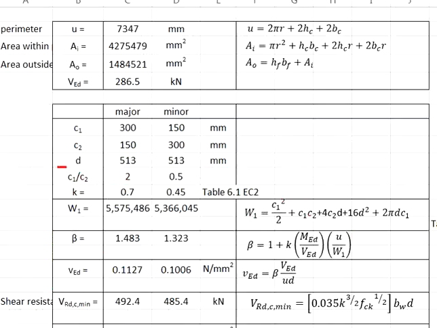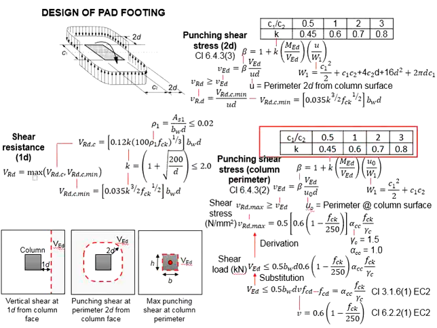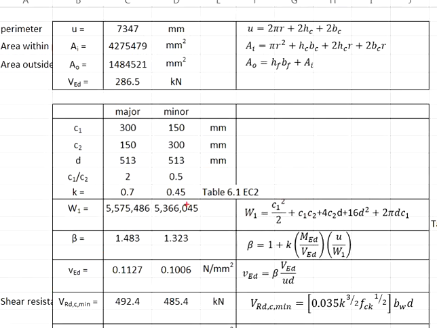Then you get the ratio of C1 per C2. Referring to the table, this is the same table as the one that you use for the punching shear at 2D perimeter. The ratio of 2.0 gives you K equals to 0.7 and 0.5 ratio gives you K equals to 0.45. That gives you two different K in the major and the minor axis.